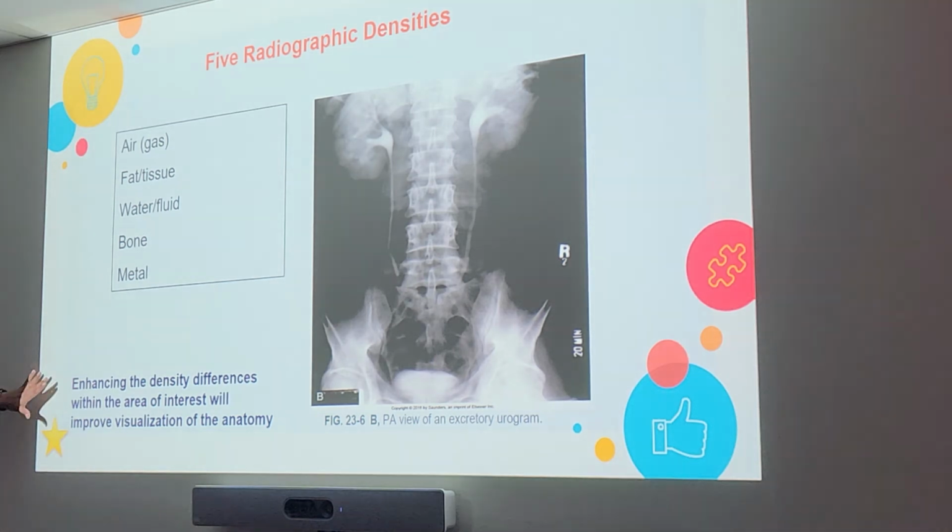So, enhancing the density differences within the area of interest will improve visualization of the anatomy. For example, we enhance the density difference between the ureters and the kidneys, right? So it makes it easier to visualize.